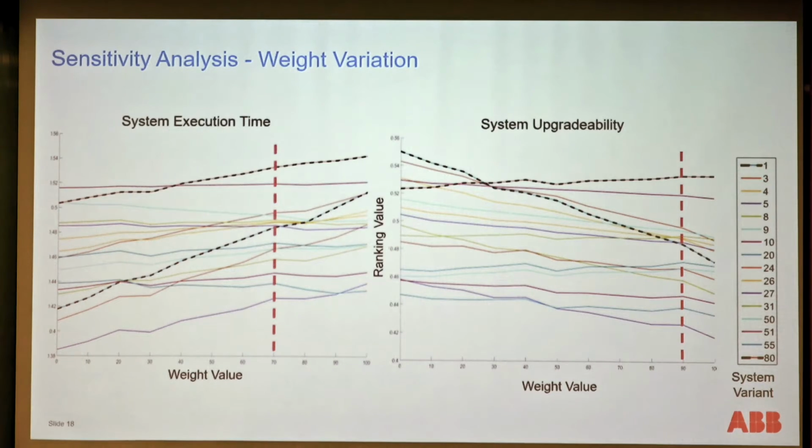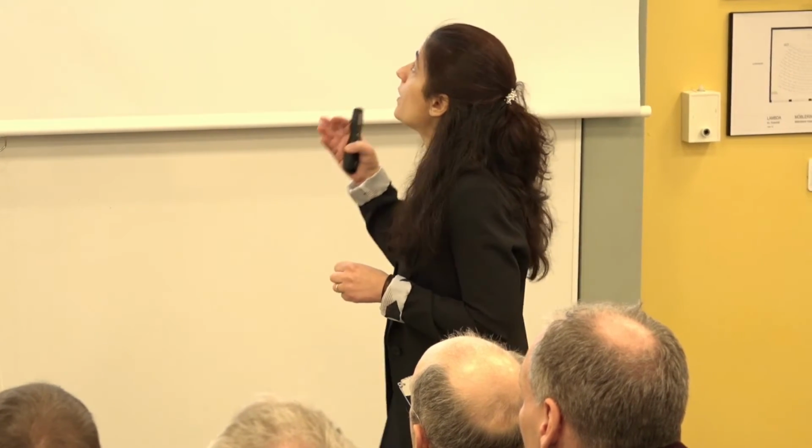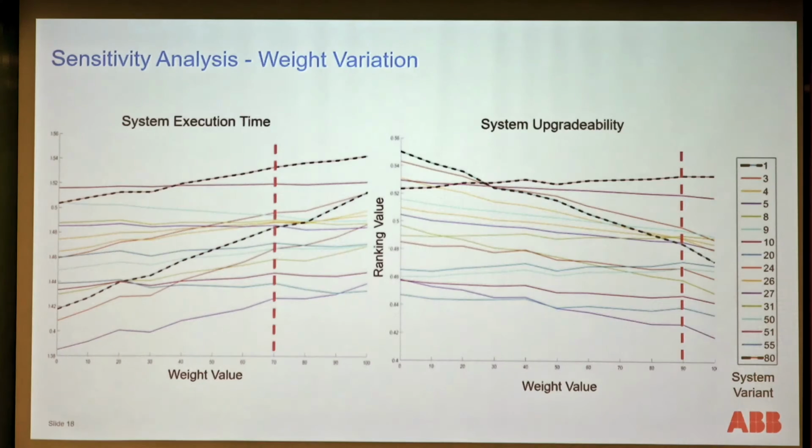I take here two examples. One is related to the hardware property, execution time, and the other one is related to the system upgradability. In the graph, we have the weight value on the x-axis, which varies. The one indicated by the red line is the nominal value, and we vary the weight on a scale from 0 to 100. And on the y-axis, we have all of the variants that we were taking into account, the system configurations.